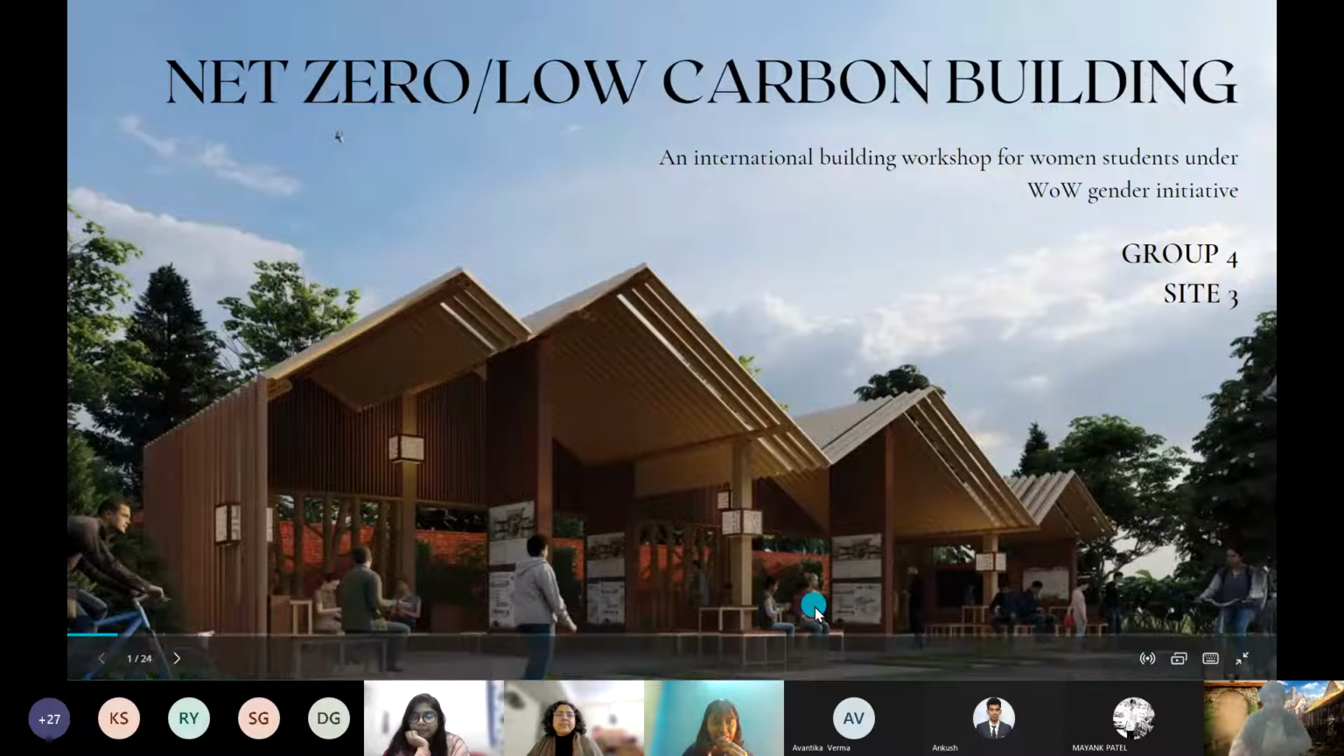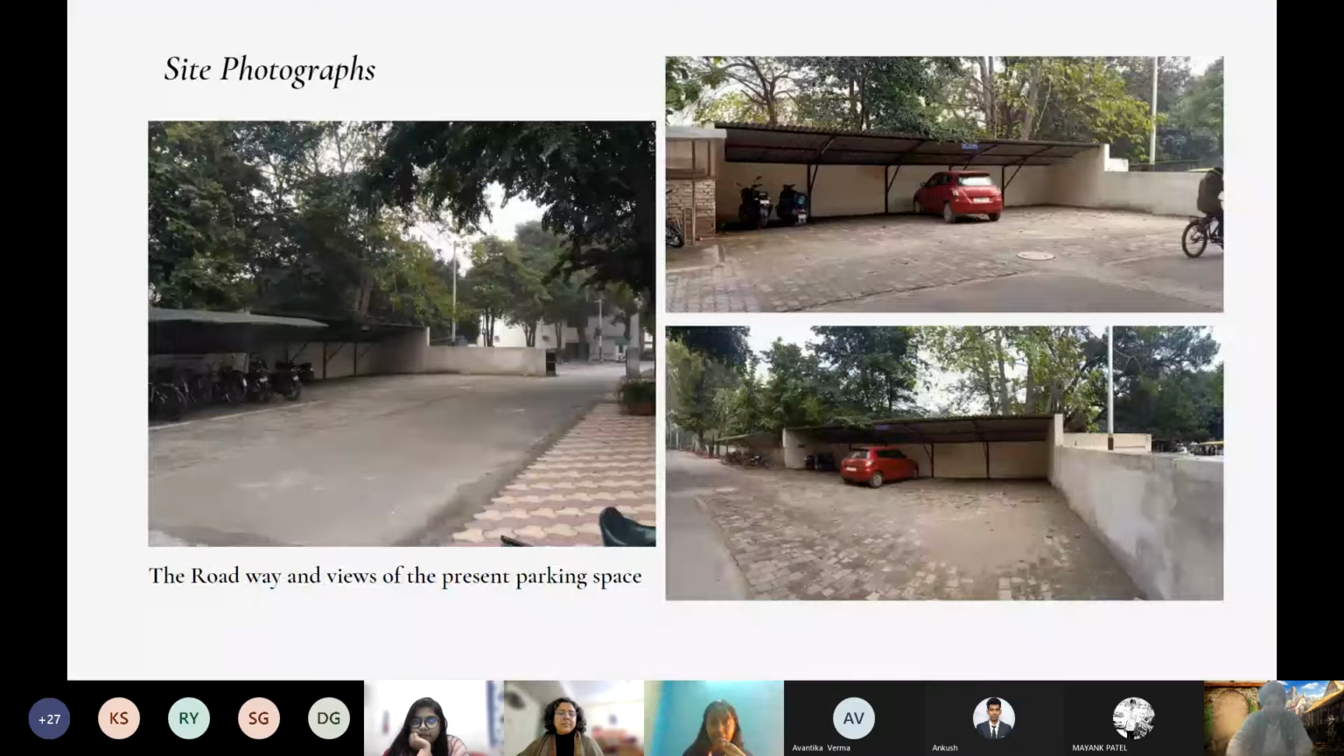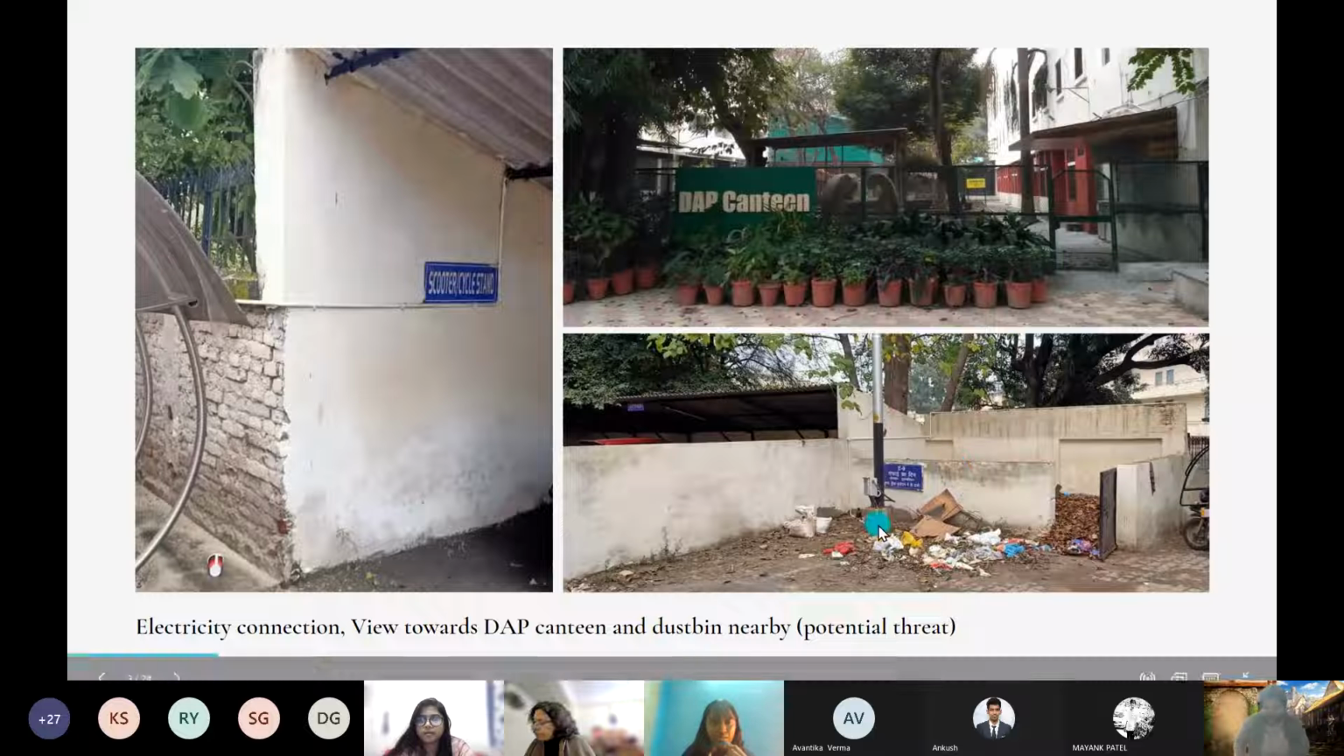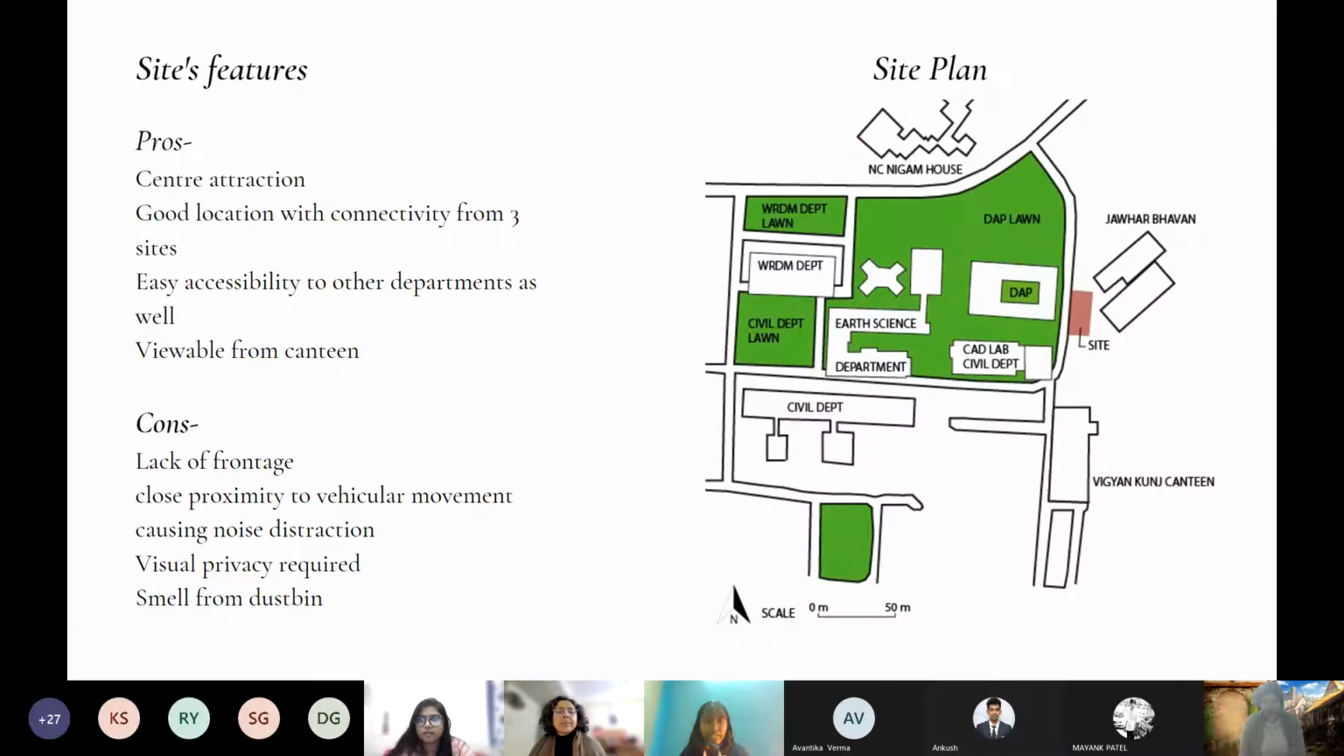So the site that we chose was site 3, the car parking area opposite the DAPC canteen, with site dimensions of 20 by 8, and it is adjacent to the road. From the left side there is the current electricity outlet, and there is a dustbin on the right side. The pros of the site include that it's a central attraction, located near many departments and hostels. Therefore there's a lot of people movement, and it's also close and viewable from the canteen.